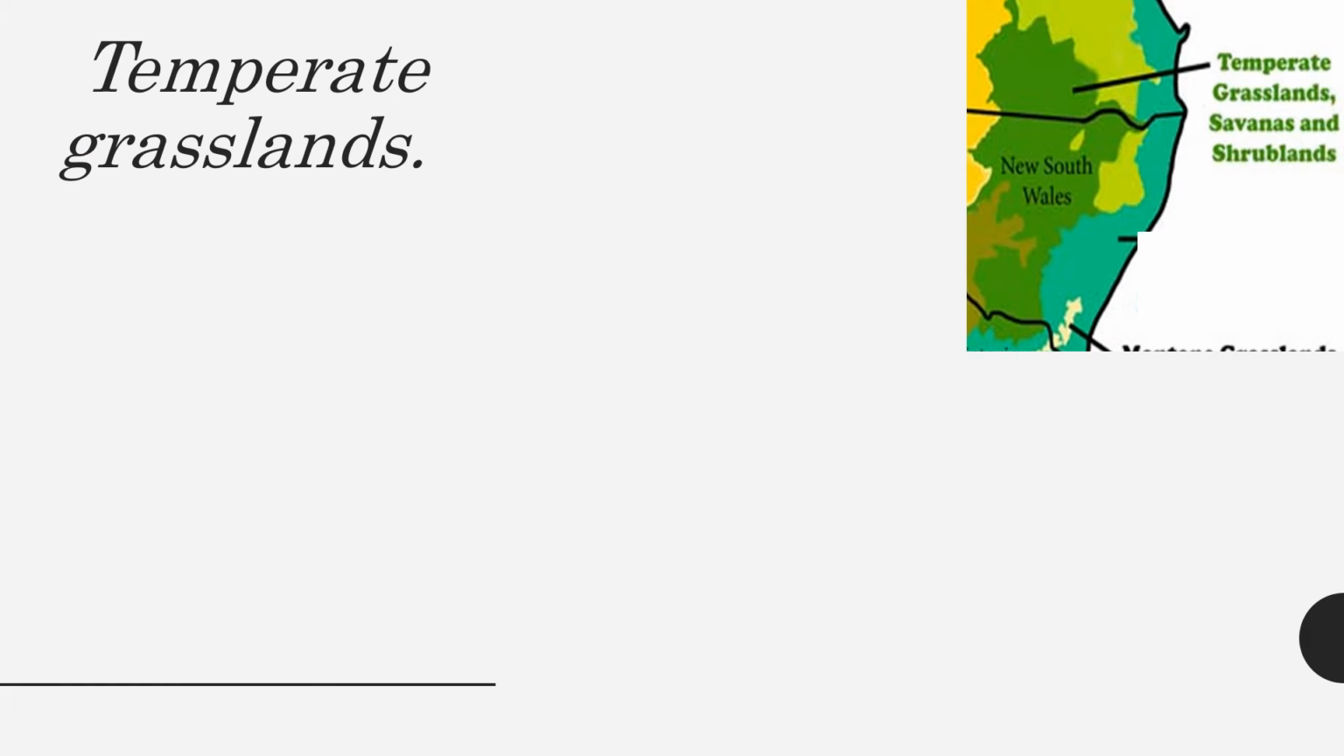We are moving on to the temperate grasslands, which is where I also have family. It mainly covers the state of New South Wales, and is not as hot, but it is still hot. It's a very sort of wet kind of area.